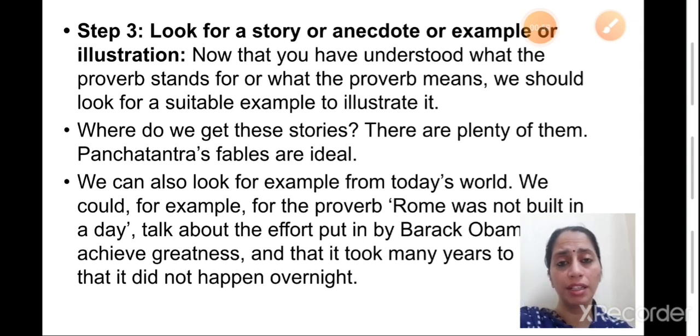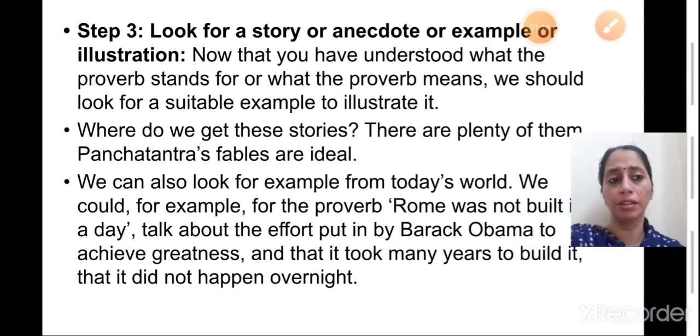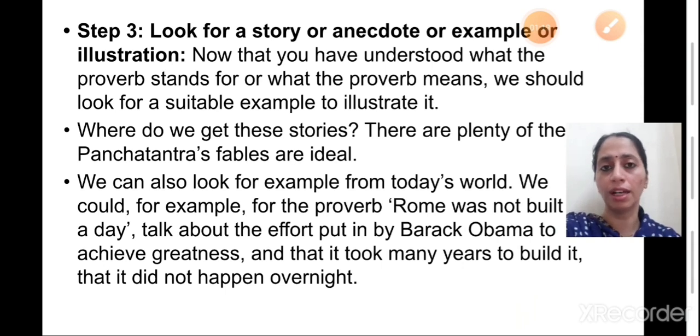Okay, today whatever he is, it's because of the efforts that he has put in his life. So we will talk about the efforts put in by Barack Obama to achieve greatness, and it took many years to build it. It did not happen overnight. So you can use examples, either from the stories or real life examples as well. Connect them to your proverb. Clear?